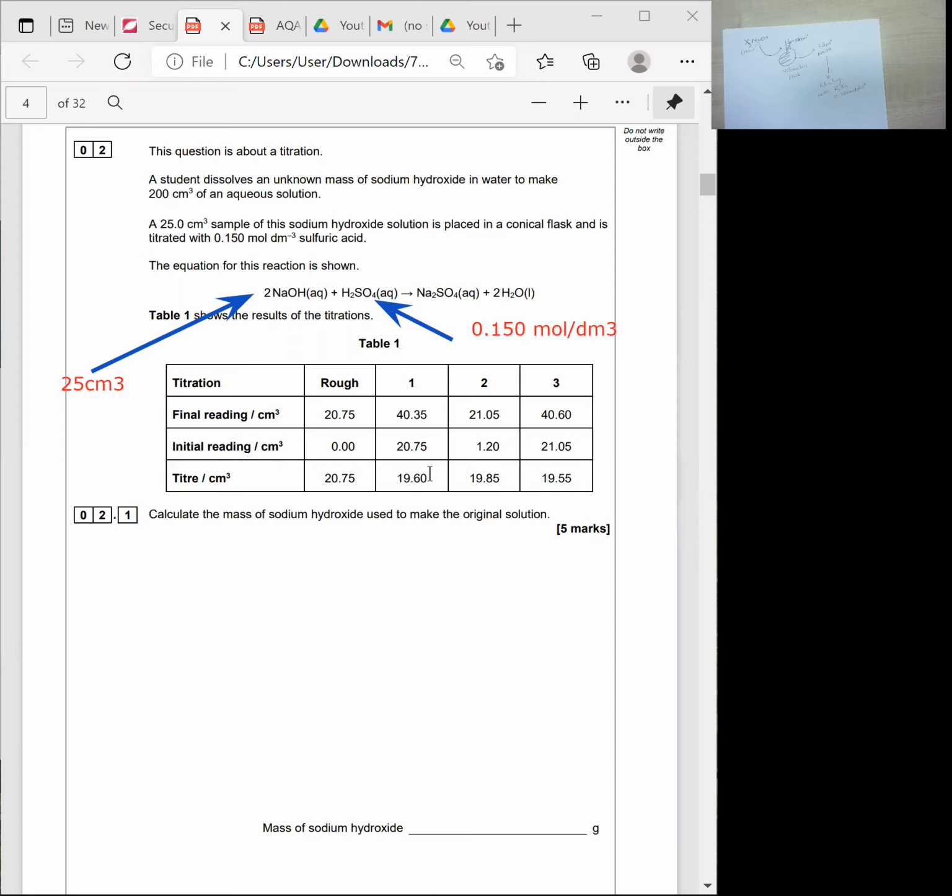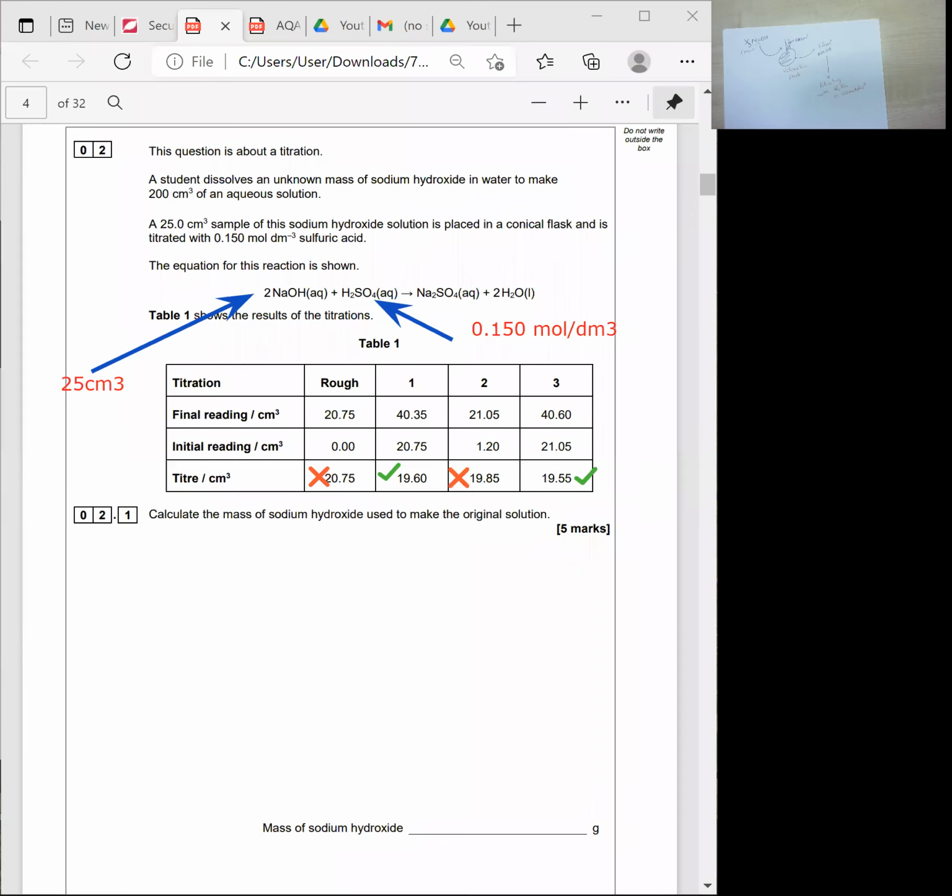We've got a rough one, and then 1, 2, 3. Just remember, you never use a rough one. You always need to use the ones that are within range of each other. So if you look at that and that, which is 19.55, you use that one and that one, and you will not use the other two.